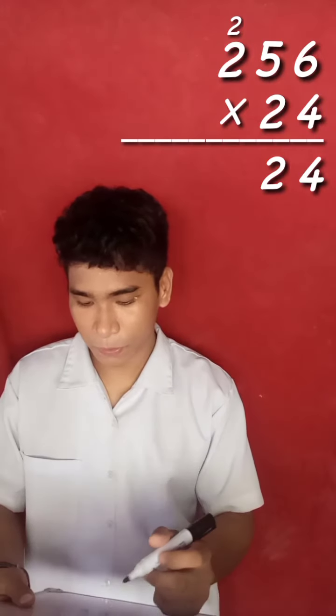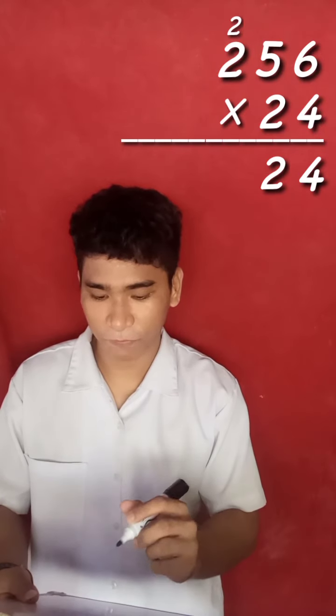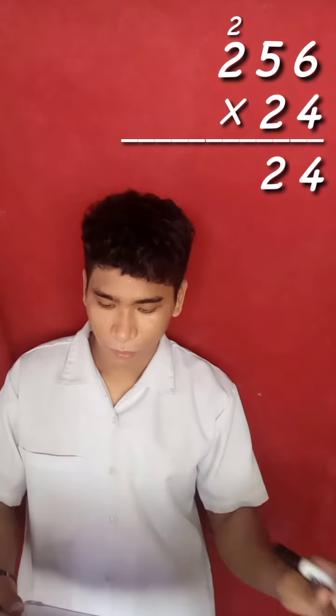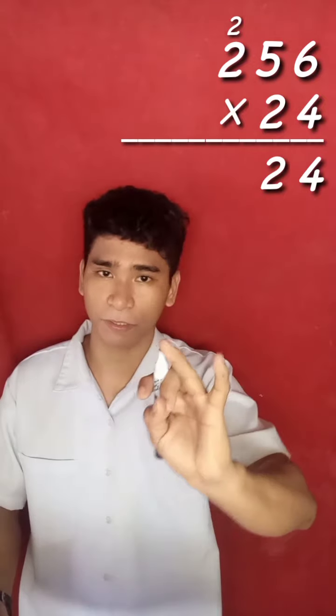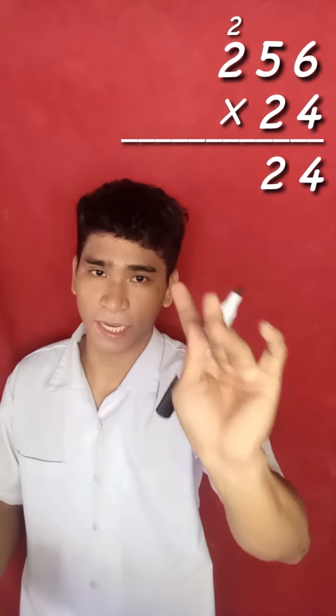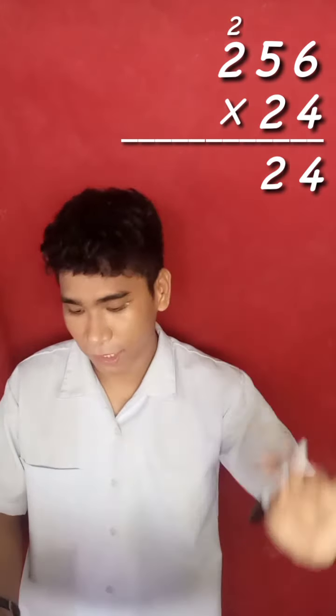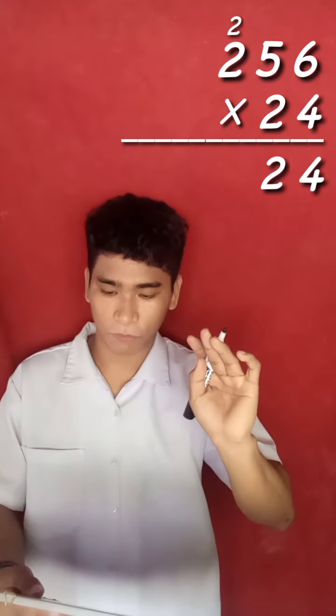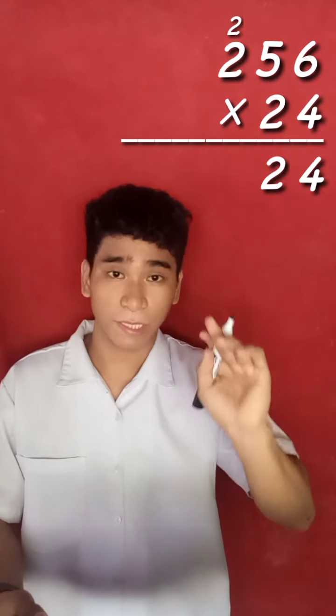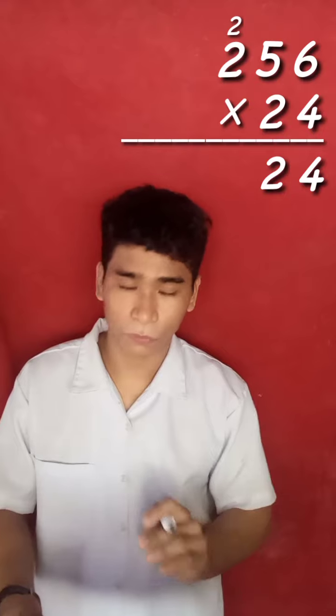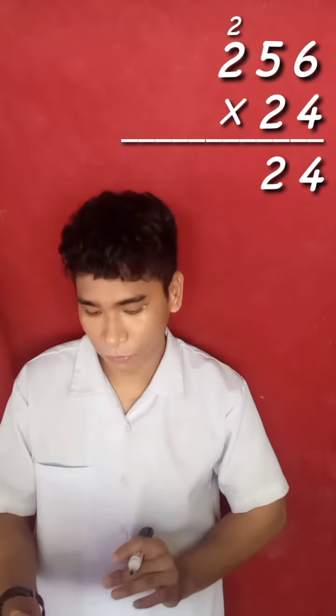Now, let's move to the number 2 times 4, or 2 multiplied by 4. So, let's count. 2, 4, 6, 8. So, the answer is 8. Now, i-add natin si 2. So, 2 plus 8 is equal to 10.